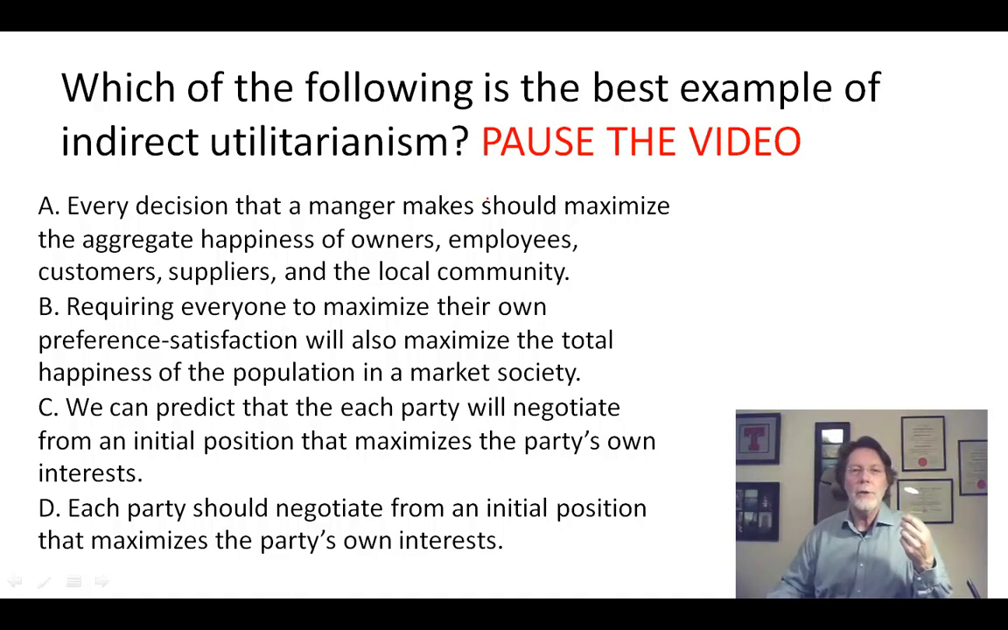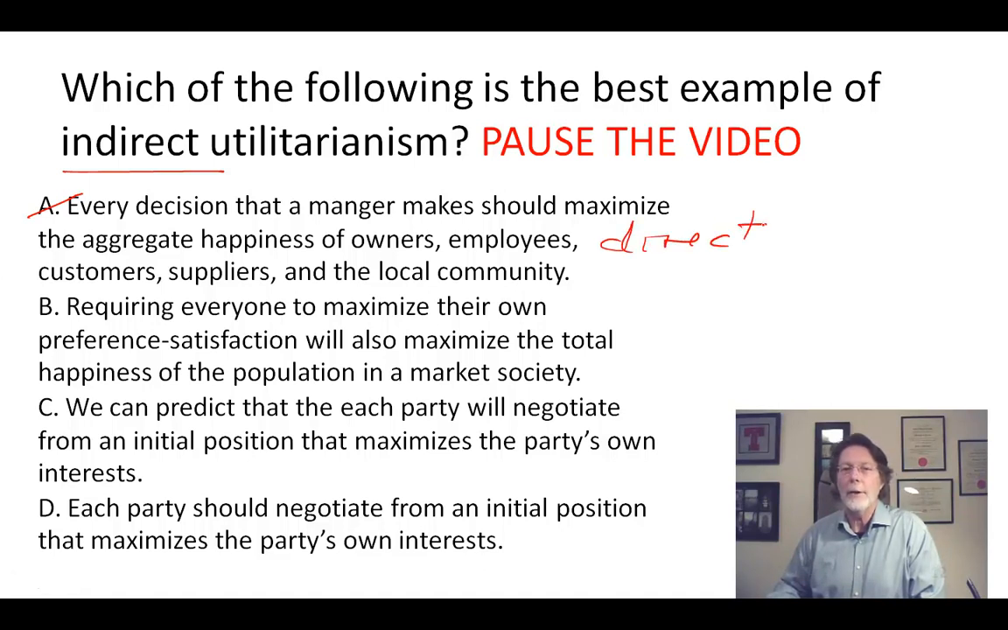But before we get there, which of the following is the best example, just to make sure you got these ideas, of indirect utilitarianism? So pause the video, think for a second, and come back. Okay, here we go. Every decision that a manager makes should maximize the aggregate happiness. Well, every decision should maximize the aggregate happiness. This is the direct version of utilitarianism. Every time you make a decision, you employ a utilitarian decision rule.